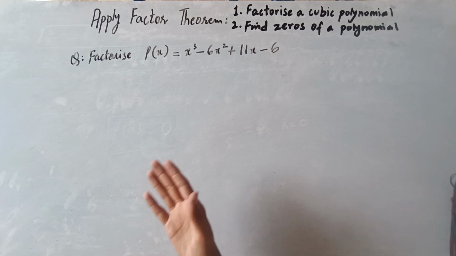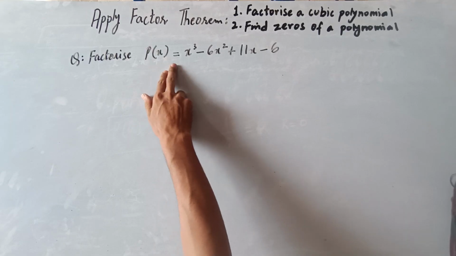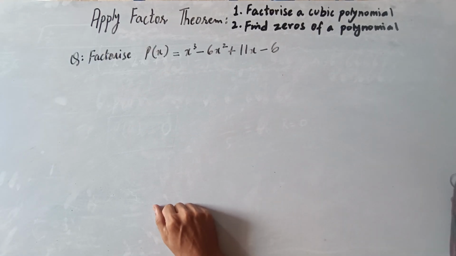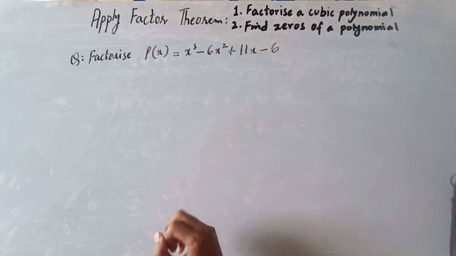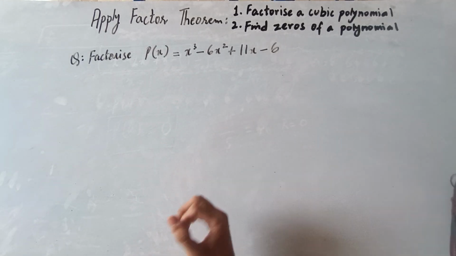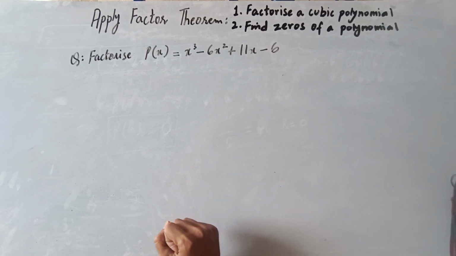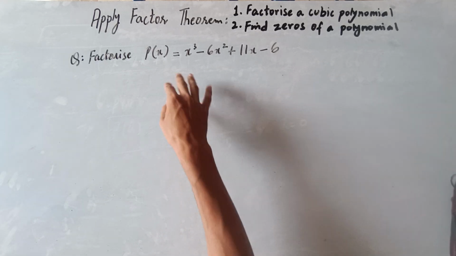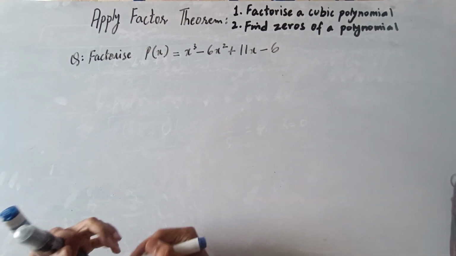Alright, in the question it is written: factorize the polynomial x cube minus 6x square plus 11x minus 6. It is a cubic polynomial because the degree of the polynomial is 3. To factorize it, after writing the polynomial, we need to write its possible roots. Possible roots means the values of x that will make this particular polynomial 0.